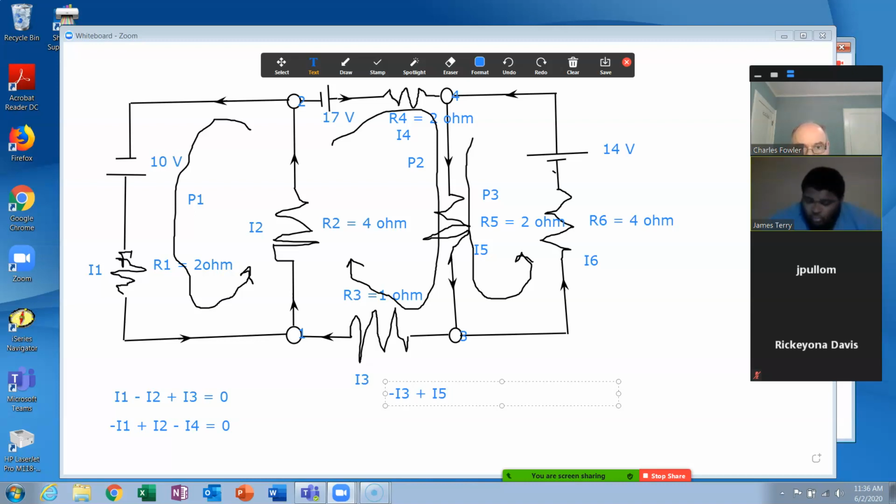Okay. And then I6 is leaving, so it's a minus I6. And that has to equal 0, because the sum of all those has to be 0. Okay. Let's do the last junction then.